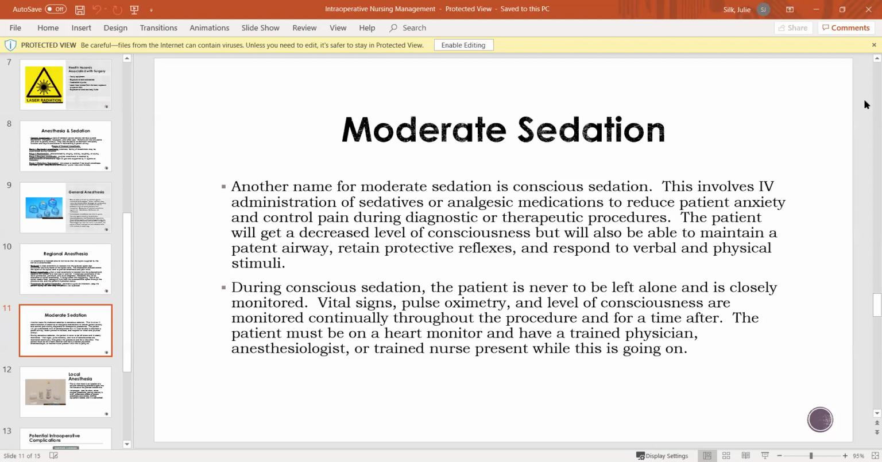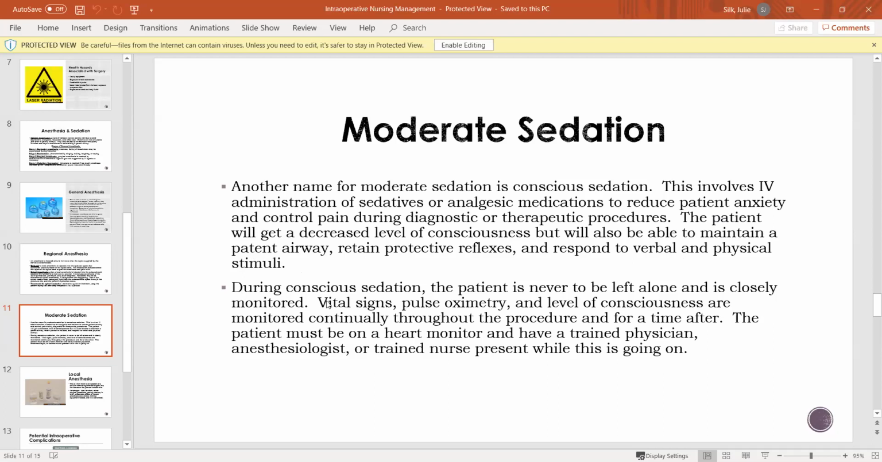All right, so on this, let me see if I missed anything. Okay, so you will get a decreased level of consciousness, but you'll be able to maintain your airway. Most of the time you can maintain it. Sometimes people get too relaxed, but most of the time you can maintain it. You retain protective reflexes and you can respond to verbal and physical stimuli.